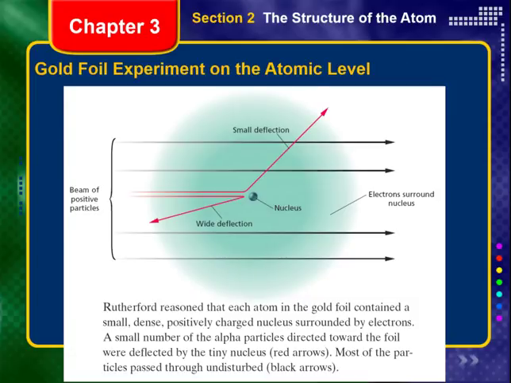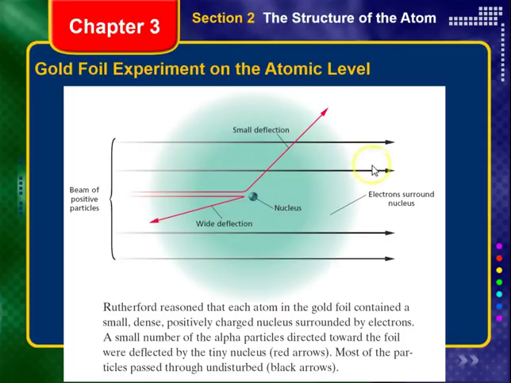Rutherford reasoned that each atom in the gold foil contained a small, dense, positively charged nucleus surrounded by electrons. A small number of the alpha particles directed towards the foil were deflected by the tiny nucleus, which you see right here in red arrows. They would actually be deflected by something in the middle, which we now know as a nucleus. Most of the particles, however, would pass straight through undisrupted, represented by these black arrows right here.